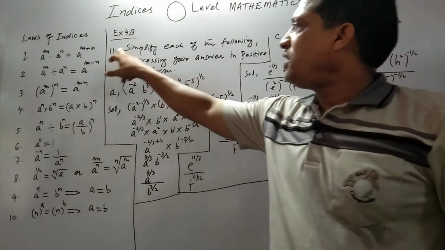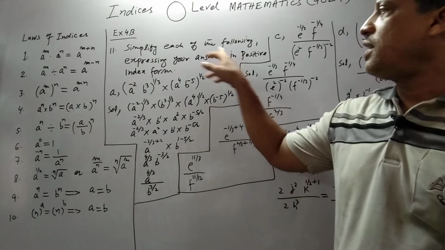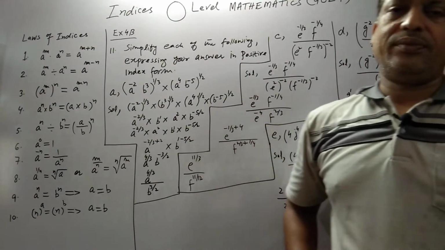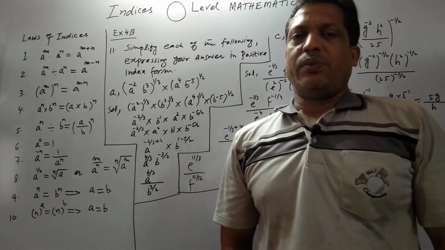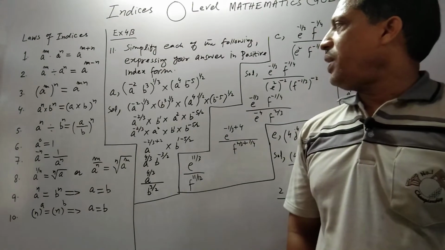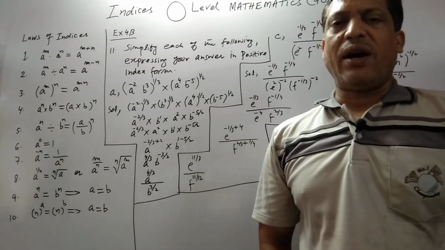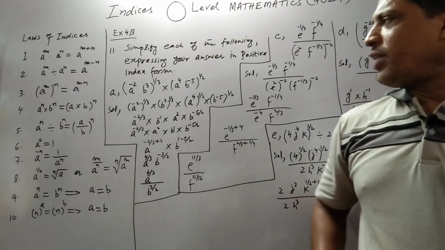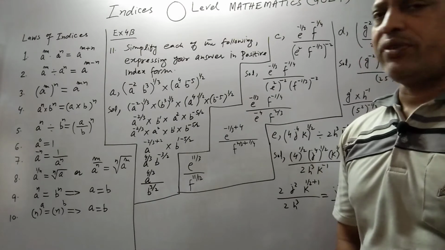Question number 11: simplify each of the following, expressing your answer in positive index form. Simplify means as small as possible, and your final answer should be in positive index. Positive index means positive power, or you can say positive exponent. See part 1 of question number 11.